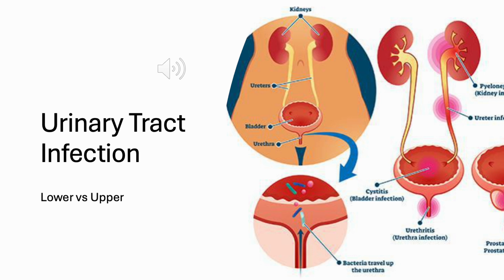With lower UTIs, we're talking about cystitis, which is a bladder infection, or urethritis, which is a urethra infection. It can also mean prostatitis. And when we talk about upper UTIs, we're talking about kidney infection. Pyelonephritis is the term for that. And there's a subtle difference between them that I will point out soon.